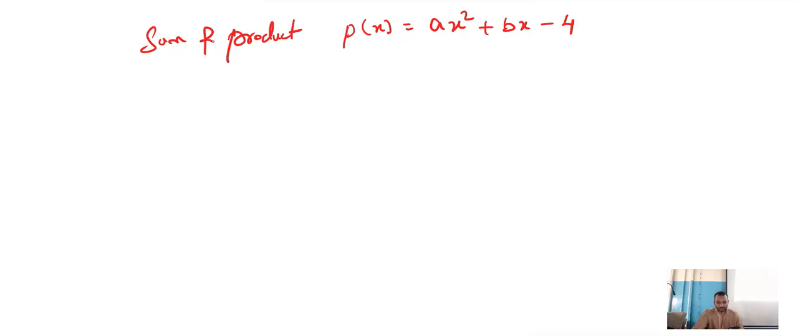are 1 by 4 and minus 1 respectively. Very good. Full stop. Then find the values of A and B.